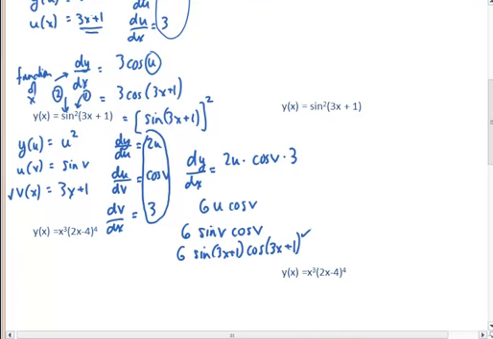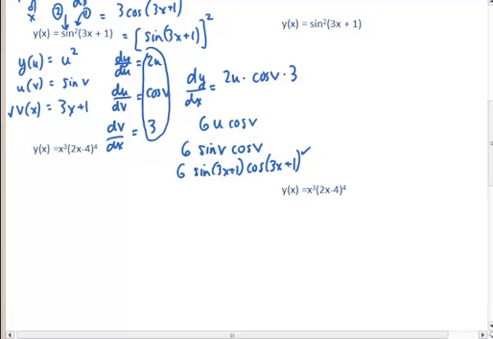For the last problem, I have a product rule problem, and I'm just going to rewrite it. It's y as a function of x is equal to x cubed times (2x minus 4) to the 4th power. Now this one we're mixing the product rule with the chain rule. This is my f function. I'll call this my g function.